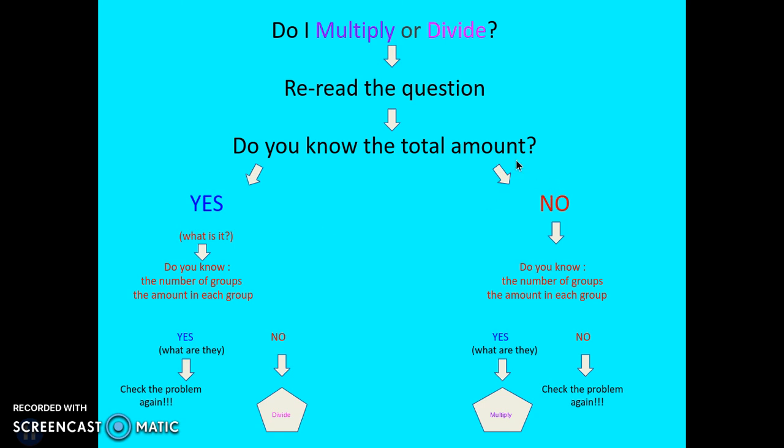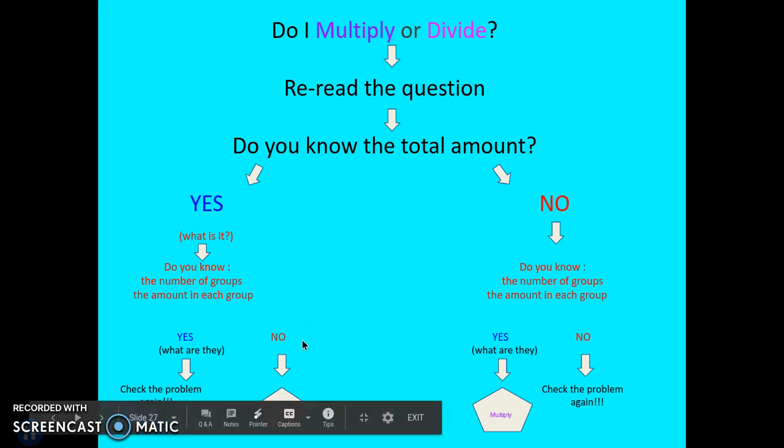Over here, if I don't know the total, do I know the number of groups and the amount in each group? If I know the answer to both of these questions, then I know that I'm going to multiply. But if I don't know both of those, then I need to look at the question again, because more than likely I should use division. So if I know the answers to both of these, the number of groups and the amount in each group, then I'm going to multiply. If I only know one of these and I know the total, then I'm going to divide.